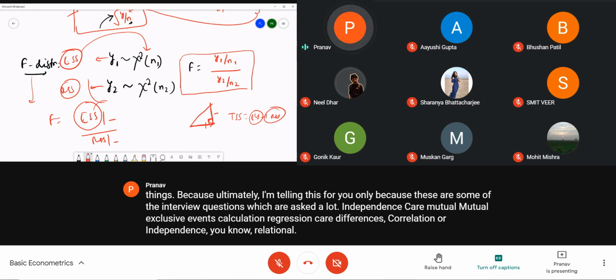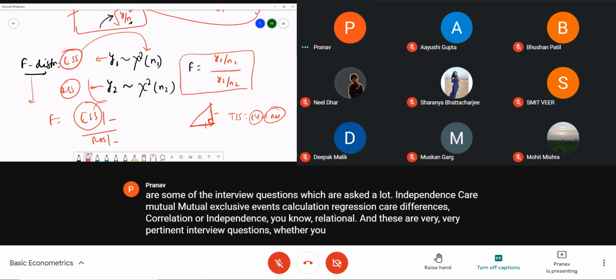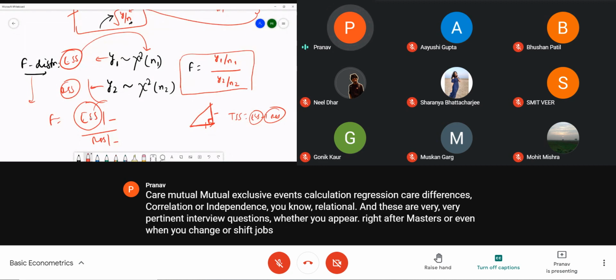And these are very, very pertinent interview questions, whether you appear right after masters or even when you change or shift jobs between the jobs.